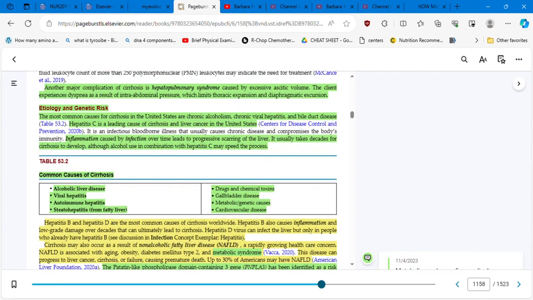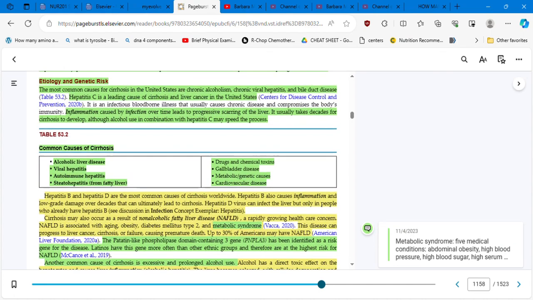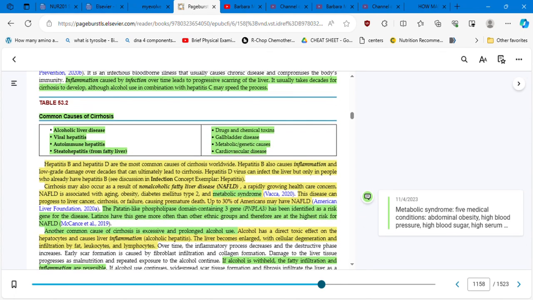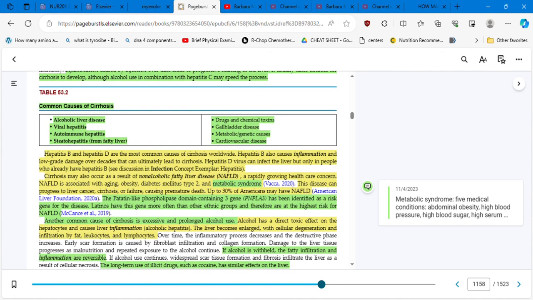Etiology and genetic risk. The most common causes for cirrhosis in the United States are chronic alcoholism, chronic viral hepatitis, and bile duct disease. Hepatitis C is the leading cause for cirrhosis and liver cancer in the United States. That's something that you need to know. Inflammation caused by infection over time leads to progressive scarring of the liver. We know that. It usually takes decades for cirrhosis to develop. Thank God, it takes decades. Although alcohol use in combination with hepatitis C may speed the process.